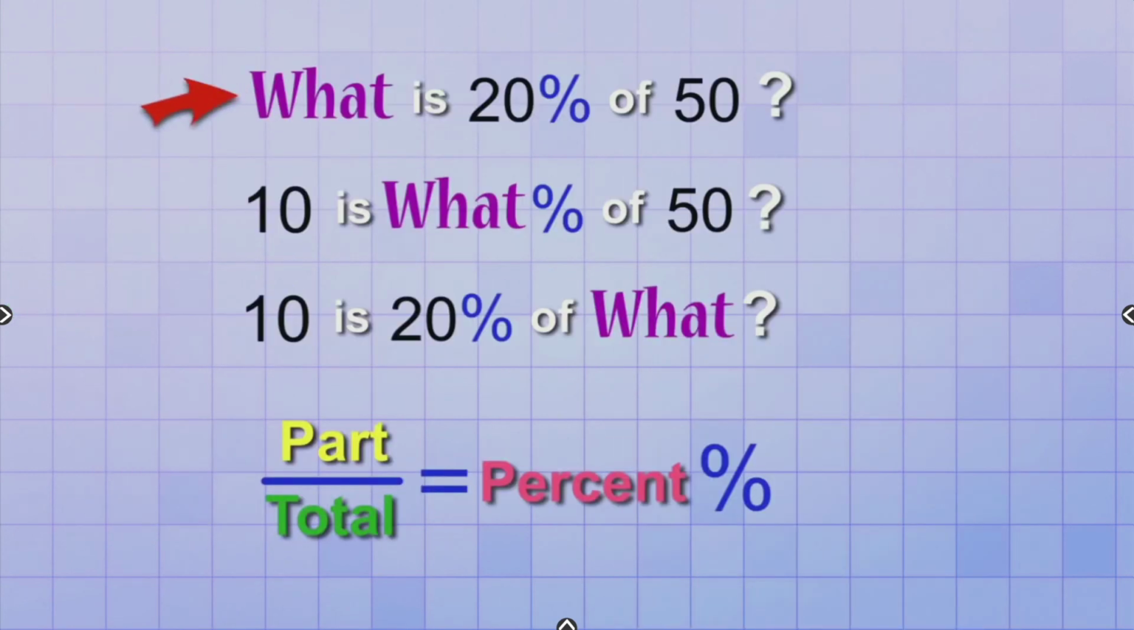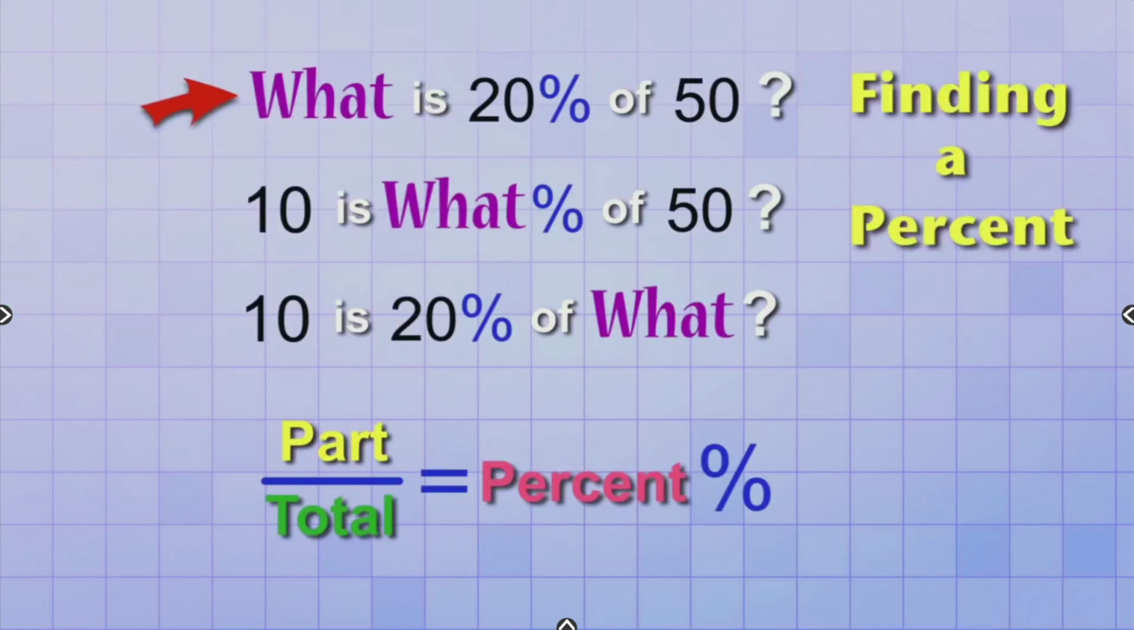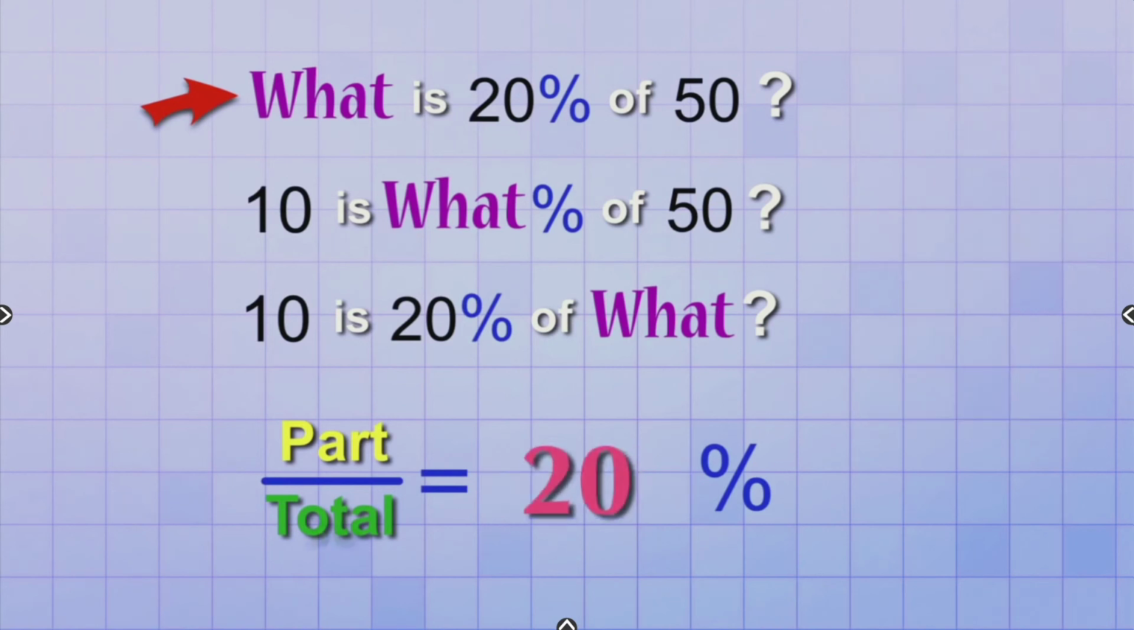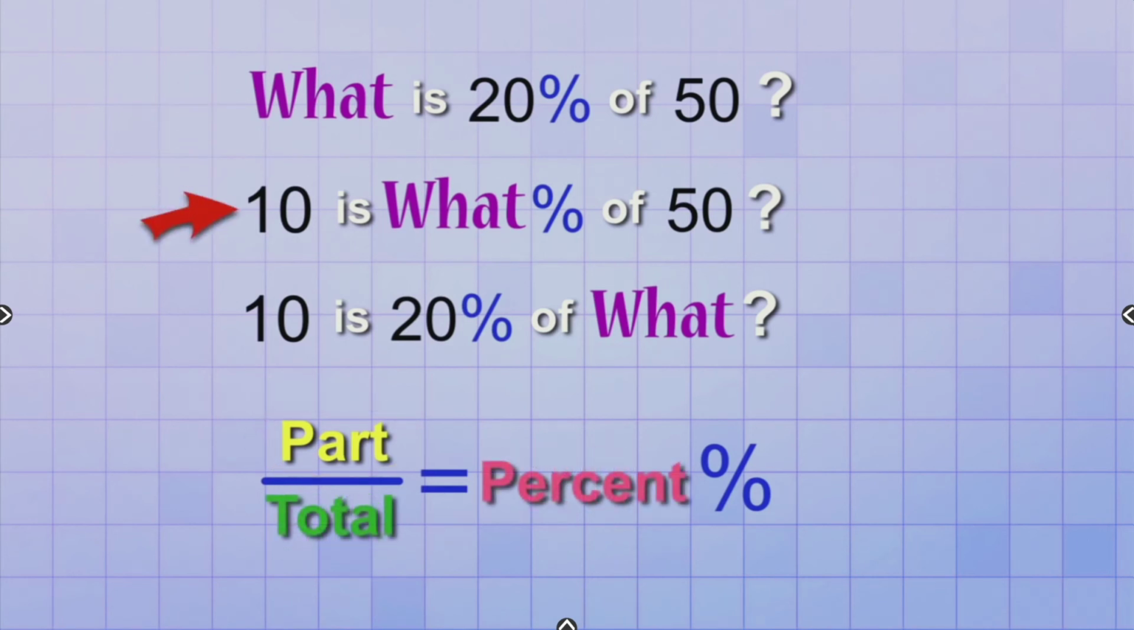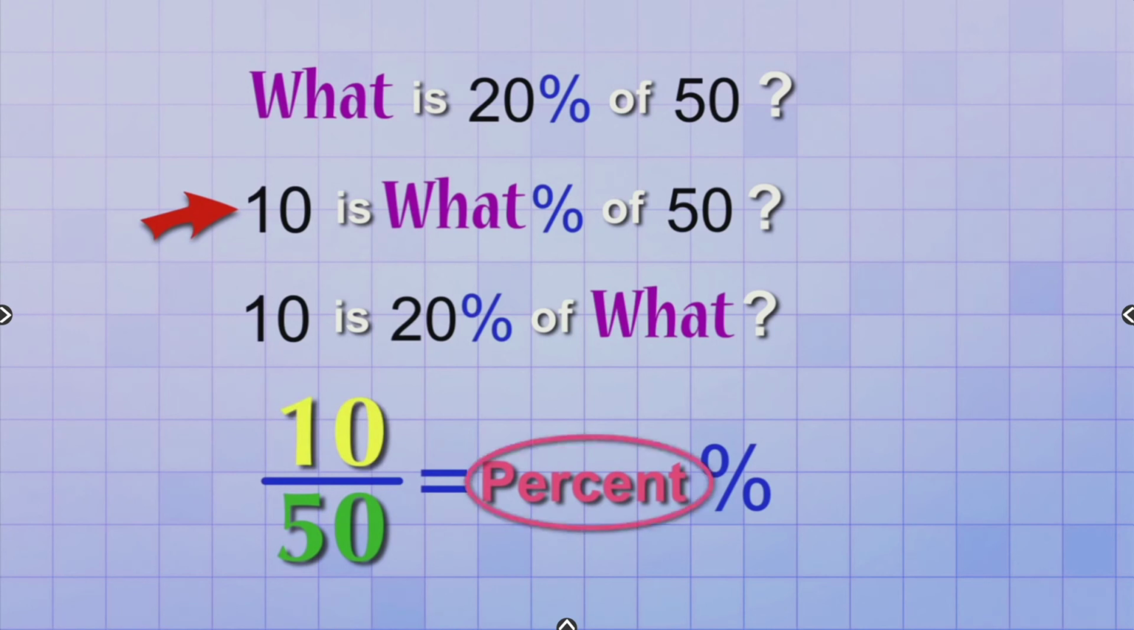The first type is what we learned in the last video, finding a percent of a number. In this type of problem, we know the percent and we know the total, but we don't know what part of that total we have. The second type of problem is what we're going to learn in this video. In this type of problem, we know both the total and we know what part of the total we have, but we need to figure out what percentage of the total that part is. We need to find what percent it is.